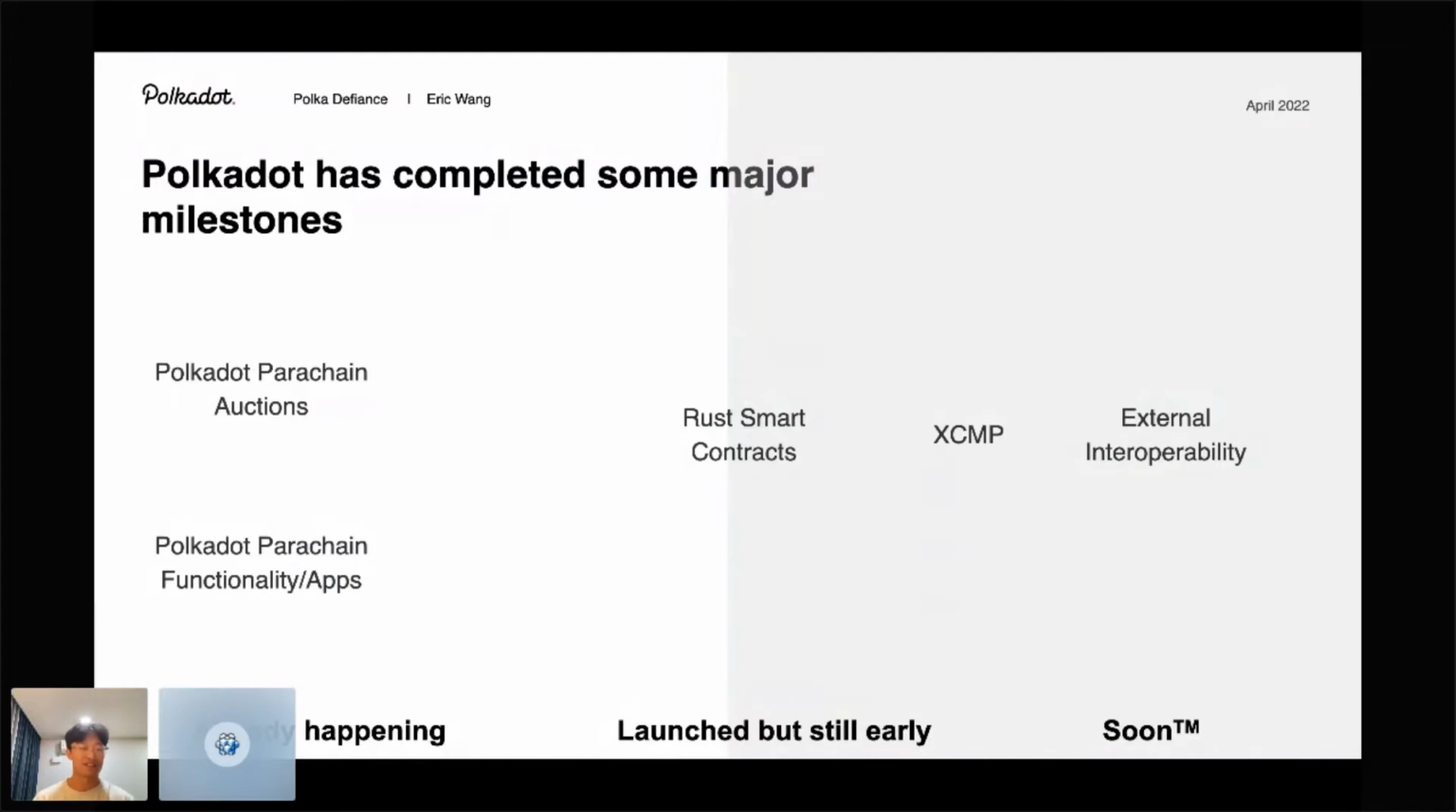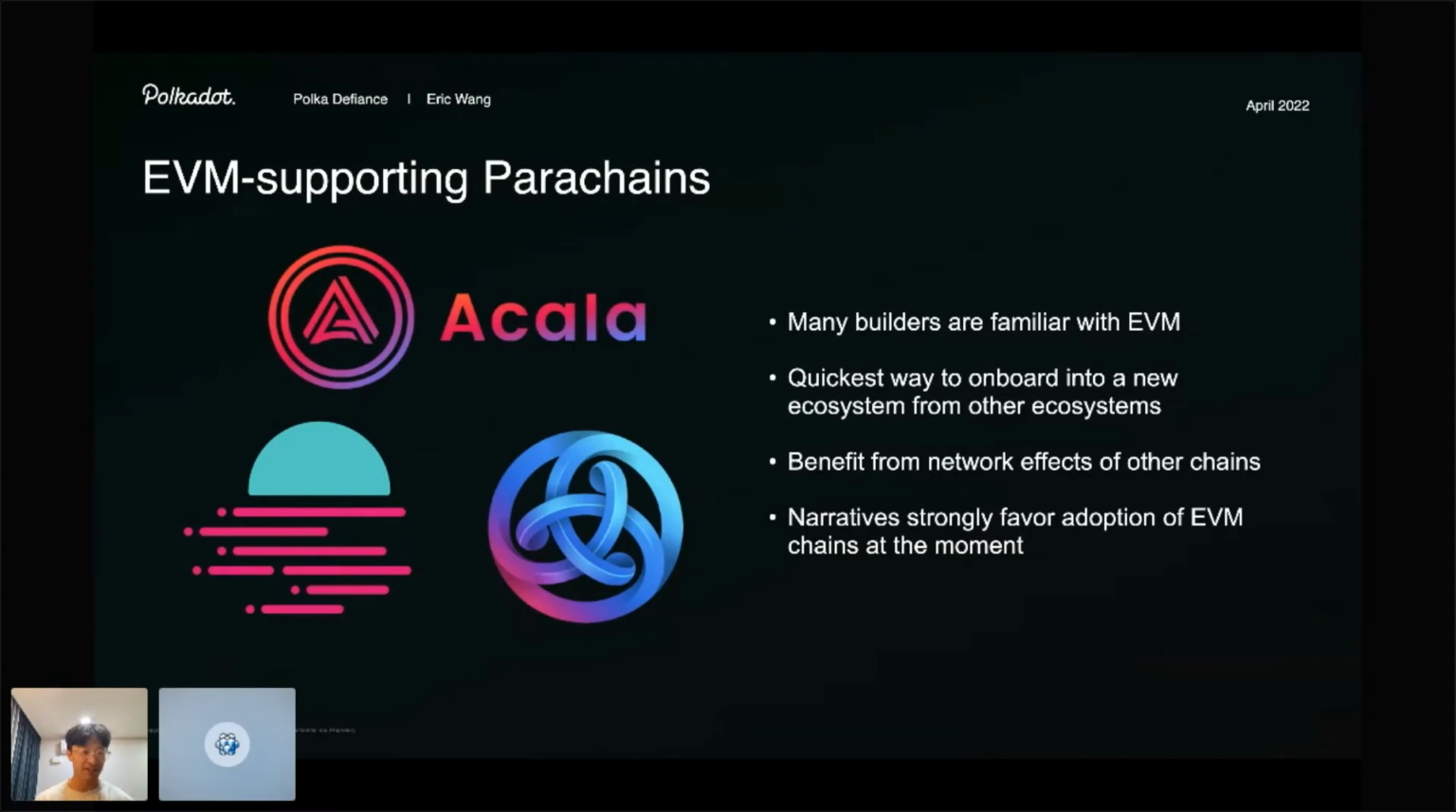And finally, stuff that's launching soon, or as we internally at Parity like to call it, soon TM, because we don't necessarily promise either internally or externally the exact timeline by which something will be launched, is XCMP and interoperability with, and by external interoperability here, I mean interoperability between Polkadot parachains and chains that are outside of the Polkadot ecosystem, such as Ethereum. So firstly, I'd like to begin with EVM supporting parachains.